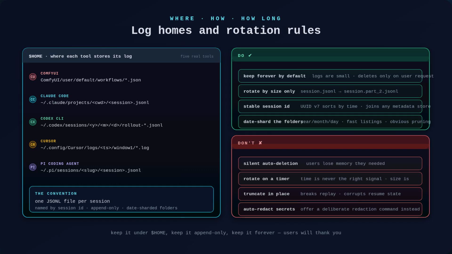On the topic of rotation, the right default is to keep logs forever because they are small and because the cost of losing a session a user wanted to recall later is surprisingly high. If a single session grows past some size cap, split it into numbered parts rather than truncating anything in place, and never let an auto-rotate or auto-delete timer run quietly in the background. When redaction is needed, offer a deliberate command the user can run on purpose, rather than having a silent reaper prune the log behind their back.